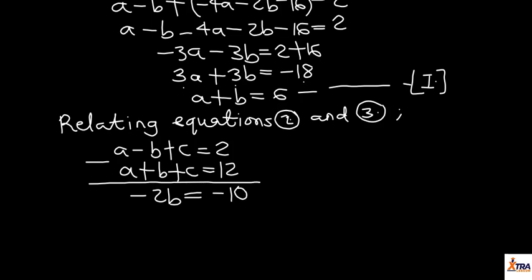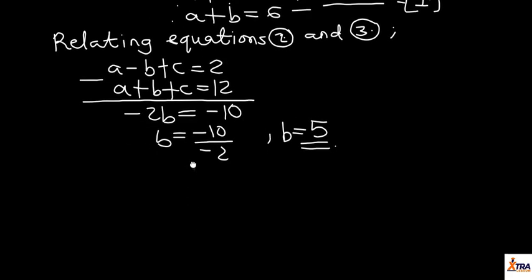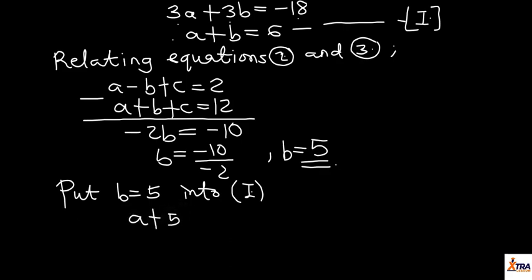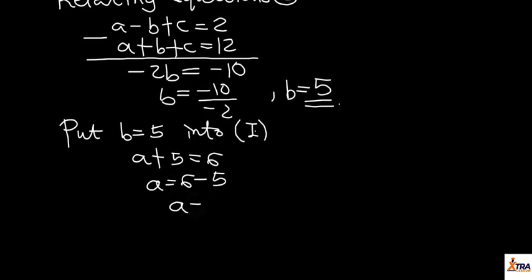From here, I can get my value of b by dividing both sides by minus 2. I have b equals minus 10 over minus 2, so my b gives me a value of 5. Since I've gotten my b, I can now substitute to get my a from equation I. I put b equals 5 into equation I, so we have a plus 5 equals 6. From here, I can deduce that my a will be 6 minus 5, which gives me a value of 1. So I've gotten my a.